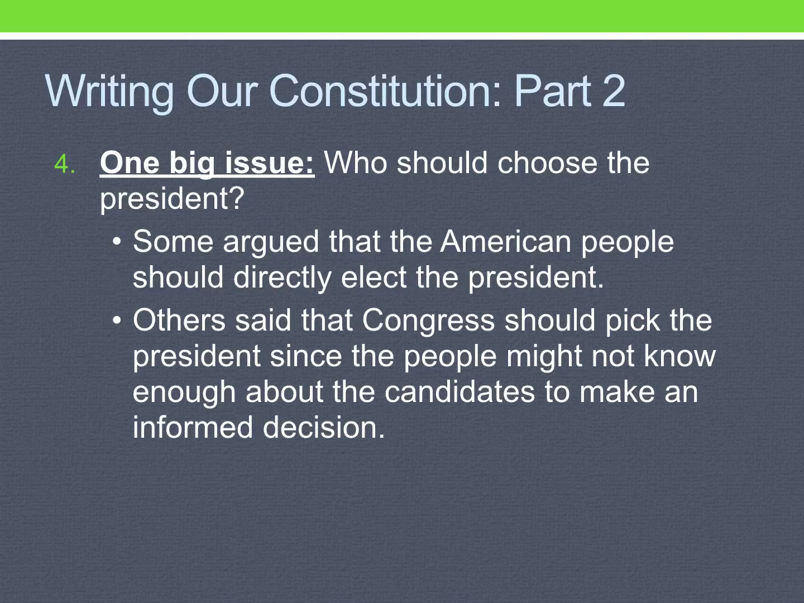Others said, well, actually, no. Congress should pick the president because the American people might not know enough about the different candidates to make an informed decision. Right? This is 1787. It's not like they have instant news like we do today. How will a farmer down in Georgia know enough about somebody from Massachusetts who's running for president to know whether they should vote for him or not? So they go, maybe we should just let Congress pick.